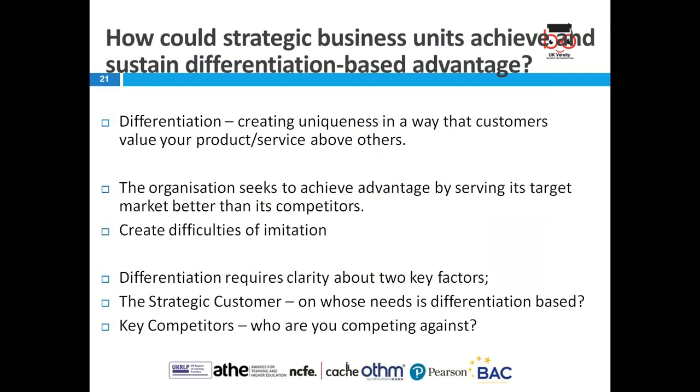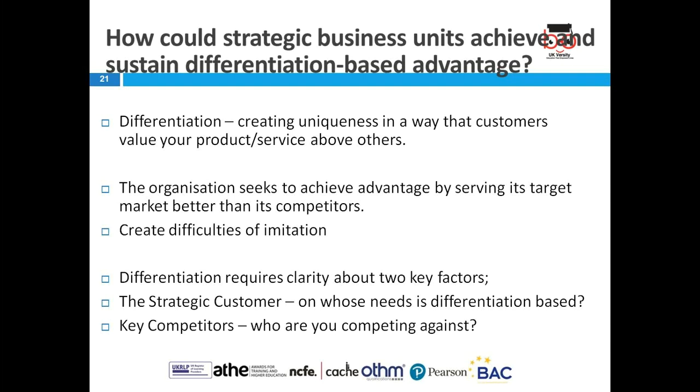How could the strategic business unit achieve and sustain differentiation? Differentiation creates uniqueness in the way the customer values the product, maybe offering them free software with other products. The organization seeks to achieve advantage by serving its target market better than the competitors, and by creating difficulties of imitation, so no one can really copy your ideas.